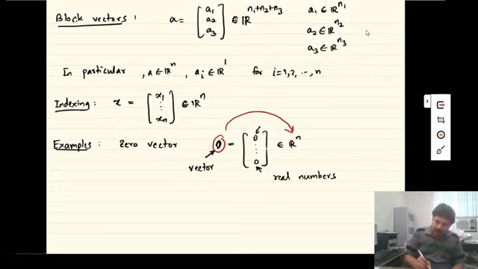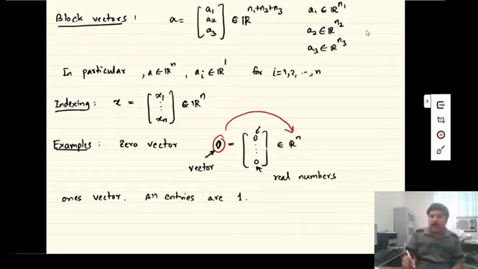In a similar way I can define another very interesting vector, that is the ones vector. This ones vector is really very important, and from the name you can guess it. All entries are 1. So this is the ones vector, and I will try throughout the course to write this ones vector as 1_n.